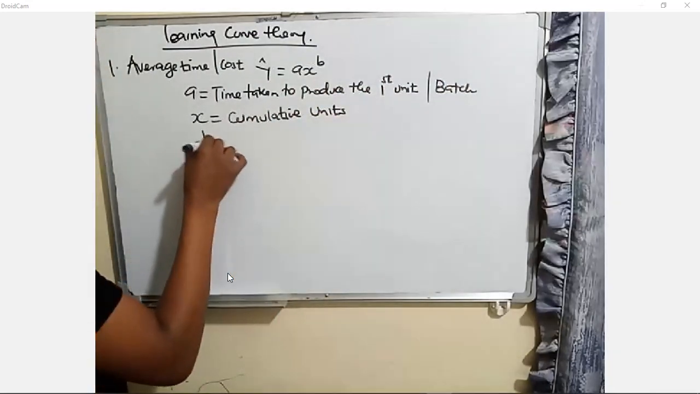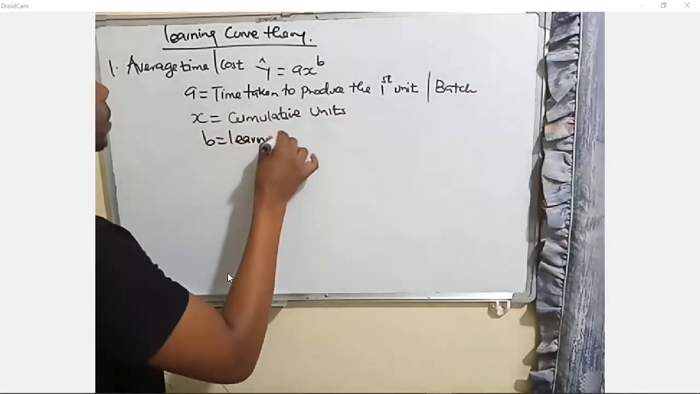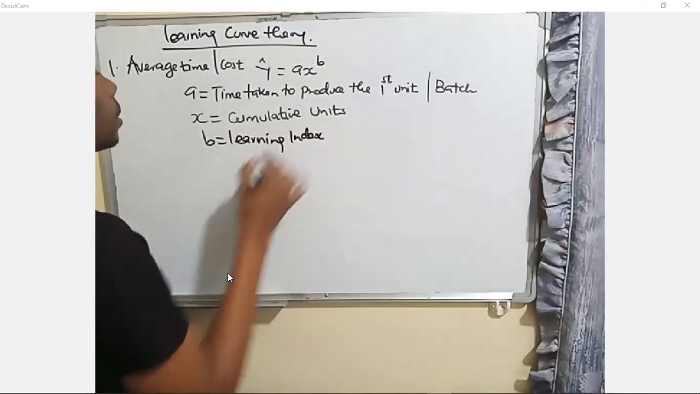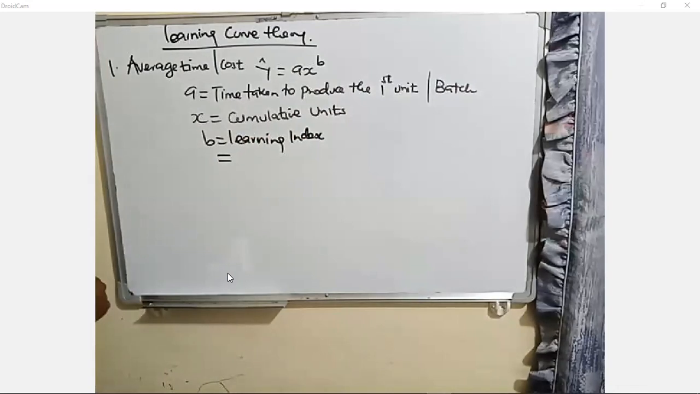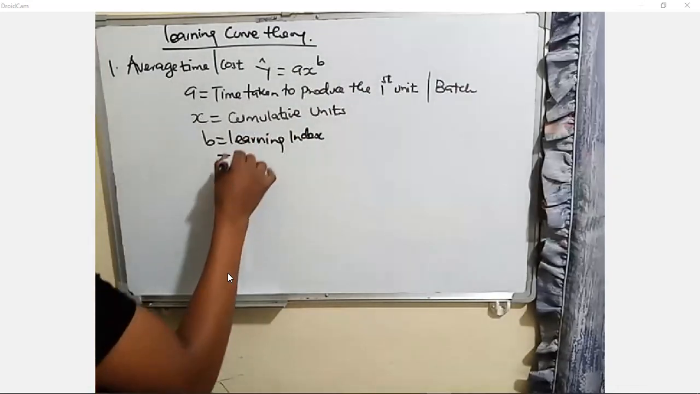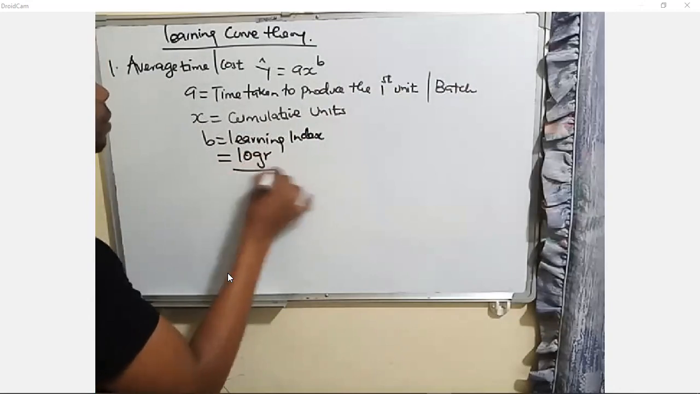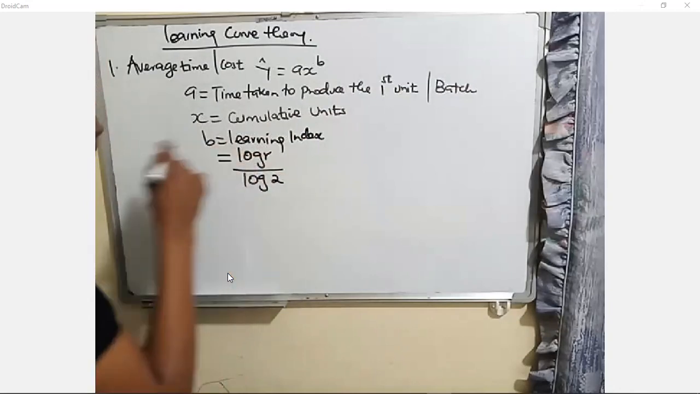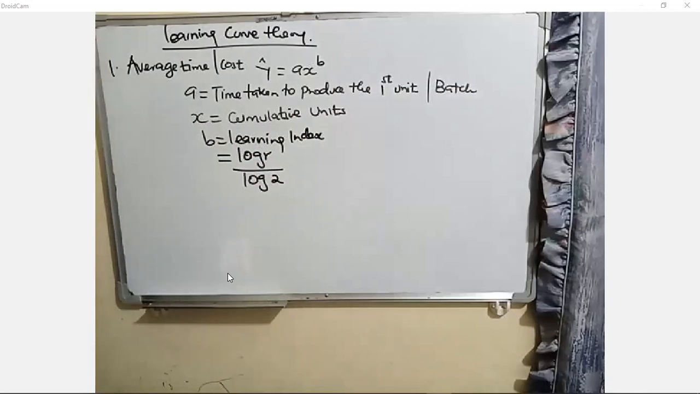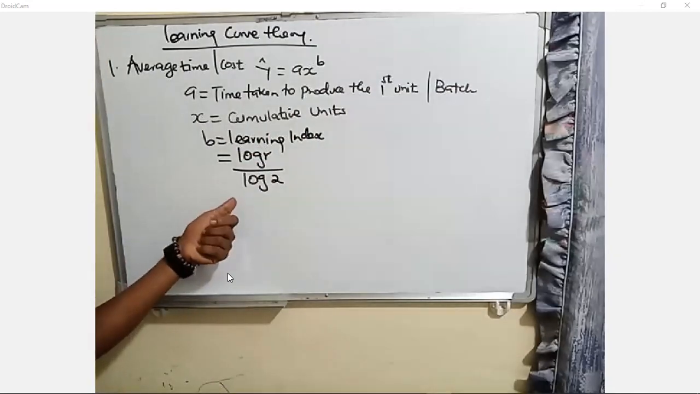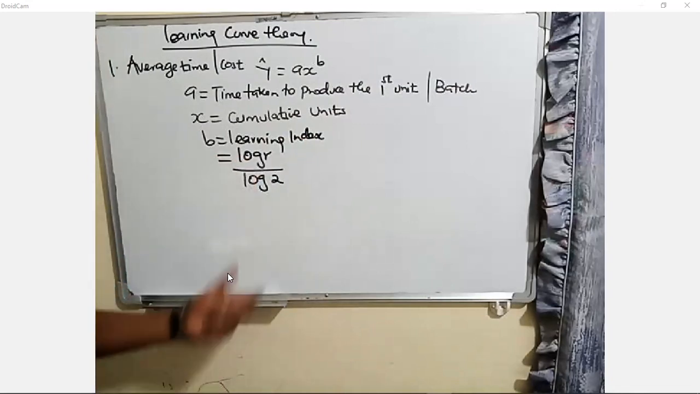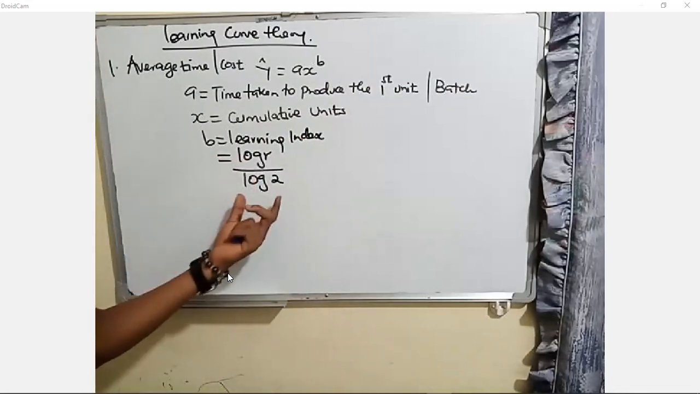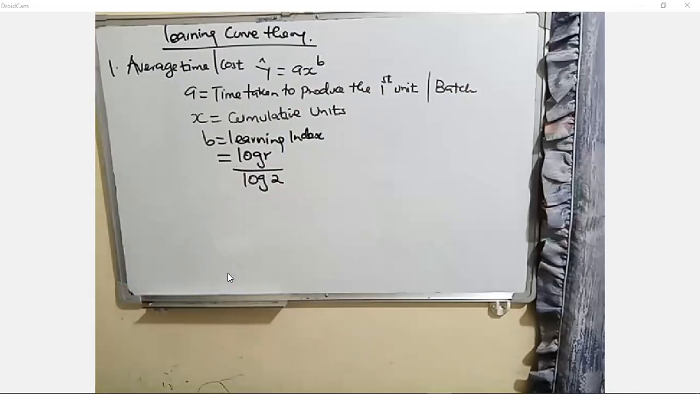Then we have our B, which is our learning index. So in this case, sometimes we might not be given these. So how do I normally get our B? We normally take the log of R, and we divide by the log of 2. That is how I normally get my B. So it means I'm going to be taking my log of R, and we divide by log of 2. 2 will remain constant throughout.